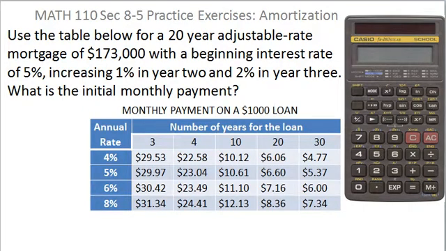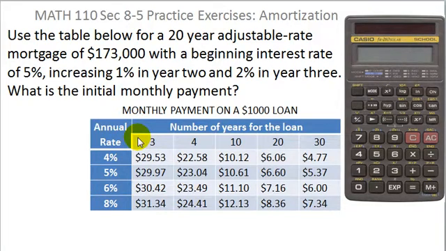Use the table below for a 20-year adjustable rate mortgage of $173,000 with a beginning interest rate of 5%, increasing 1% in year 2 and then increasing another 2% in year 3. The question is, what is the initial monthly payment? Well, first, the whole thing is based on being able to read this table.